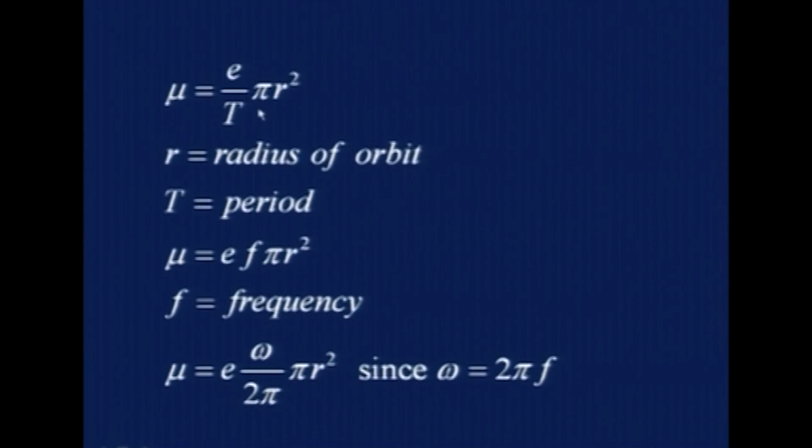Now the period T can be written in terms of frequency, since 1 by T is frequency. So I get E into f pi r square, where f is the frequency, and frequency can be connected to angular frequency. Angular velocity is omega. We know that omega is equal to 2 pi f. Therefore, we get this final expression as E omega by 2 pi into pi r square.